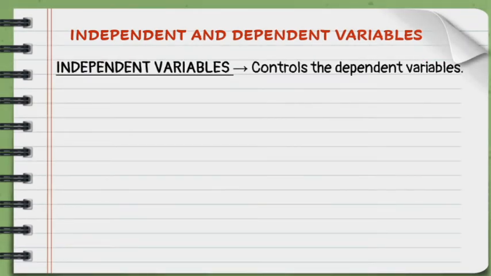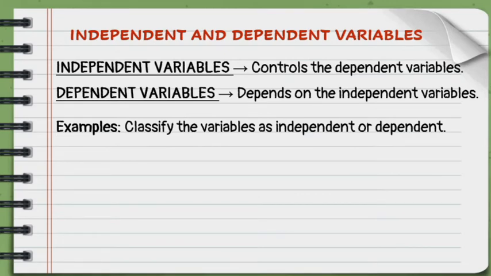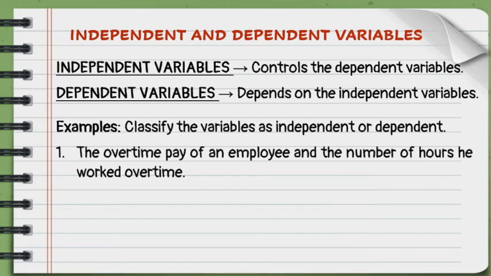So, when we say independent variables, this controls the dependent variables, and the dependent variables depends on the independent variables. So, yung independent, siya yung nagko-control sa dependent, and then yung dependent, siya naman yung nakadepende sa independent variables. So, let's have an example. Classify the variables as independent or dependent. So, gawin natin, underline natin yung independent and then yung dependent circle.